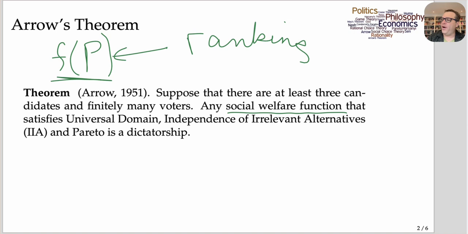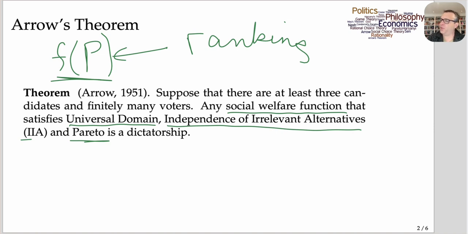So any social welfare function that satisfies universal domain means that the function has to apply to any possible profile. It satisfies independence of irrelevant alternatives, or IIA. That means the relative ranking of A and B depends only on how the voters rank A and B and nothing else. It also satisfies Pareto. That means if all of the voters rank A above B, then society must also rank A above B.